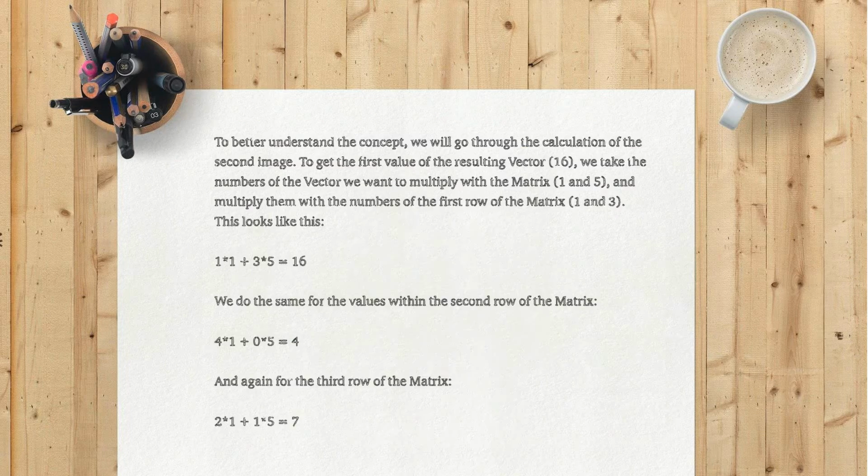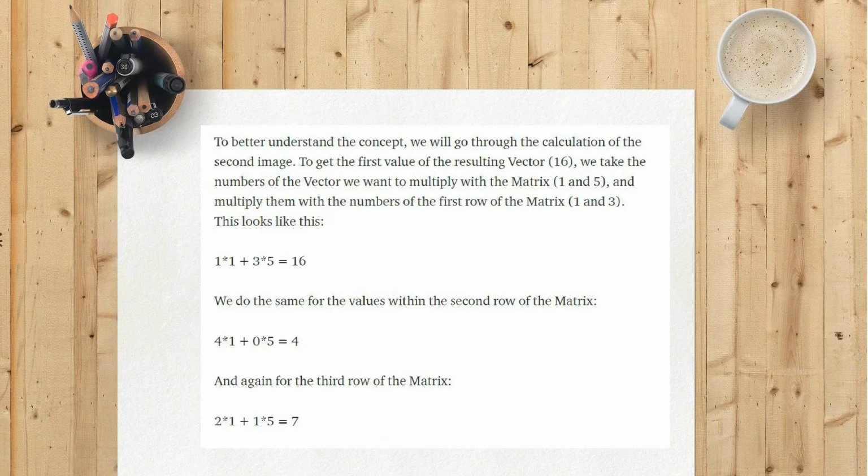To better understand the concept, we will go through the calculation of the second image. To get the first value of the resulting vector, 16, we take the numbers of the vector we want to multiply with the matrix, 1 and 5, and multiply them with the numbers of the first row of the matrix, 1 and 3. This looks like this: 1 * 1 + 3 * 5 = 16.